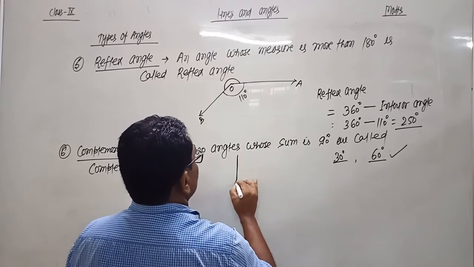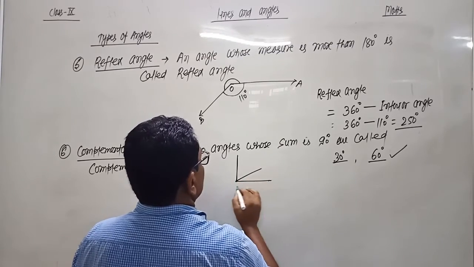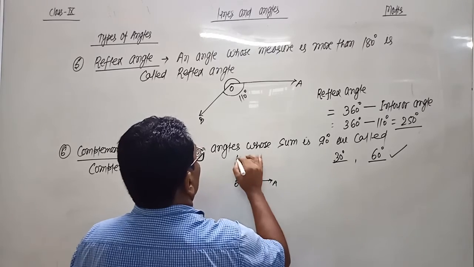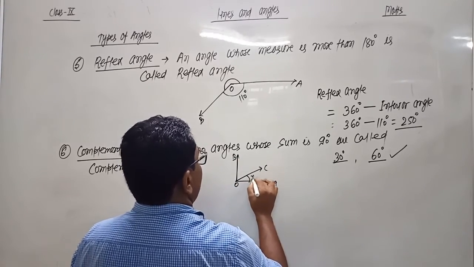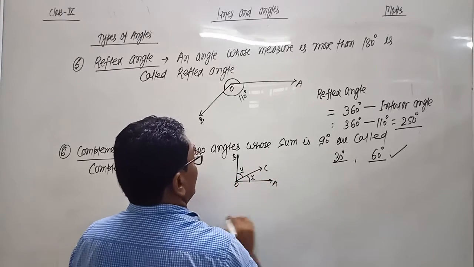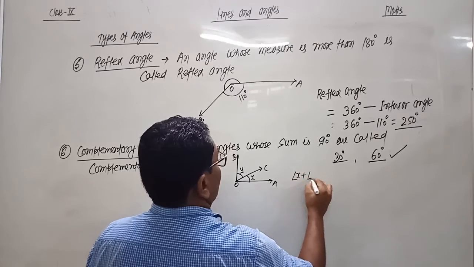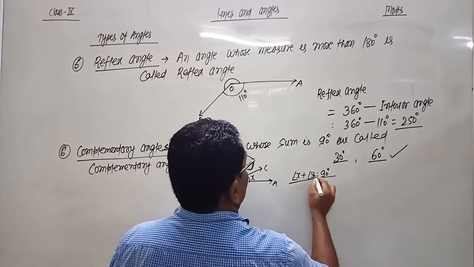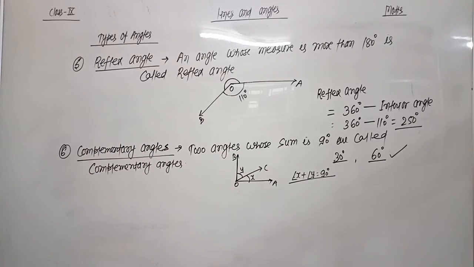So we can represent complementary angles by a diagram. Suppose there are two angles. These are rays OA, OB and OC. This angle is X and this angle is Y. So angle X plus angle Y equals 90 degree. So X and Y are called complementary angles.